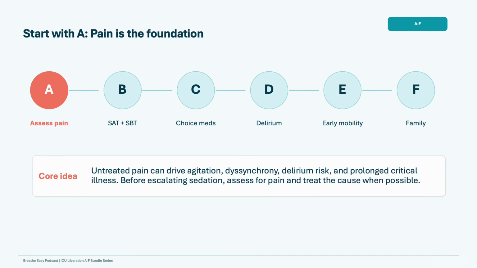But notice we're going to start with A, and that is on purpose. Pain is the foundation everything else is built on, because untreated pain does not sit quietly. It drives agitation, it fights the ventilator, it raises delirium risk, and it can stretch out the whole critical illness. So before we reach for more sedation, the move is simple. Assess for pain and treat the cause when we can.